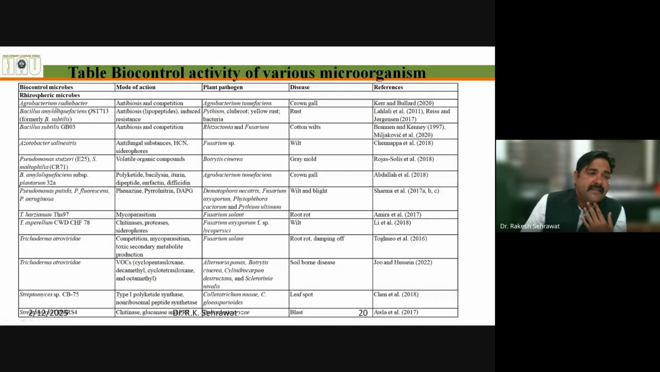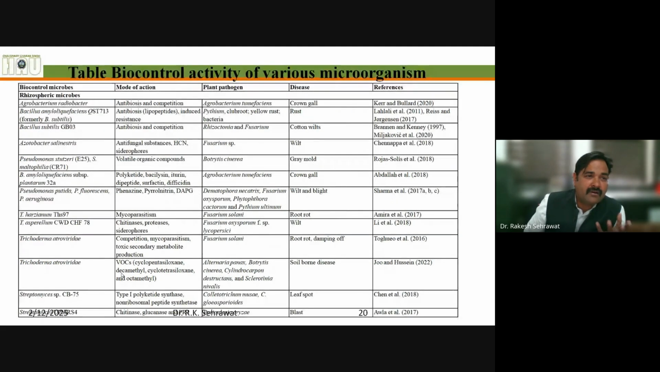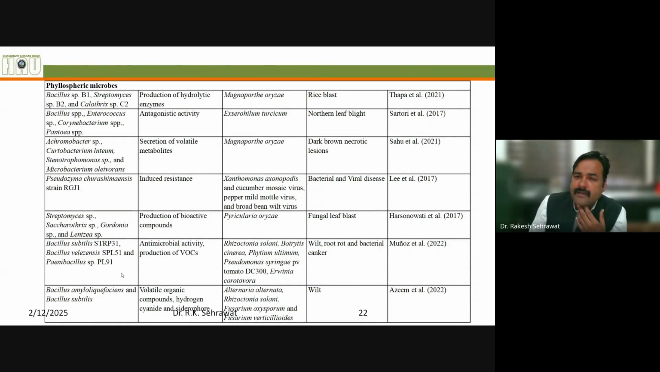So you can say agrobacterium, bacillus, and pseudomonas are dominating in this case. And in case of the fungi, Trichoderma is the dominating one: Trichoderma harzianum, Trichoderma asperellum, and viride. Then in case of the Actinomyces, Streptomyces is the dominating one. So these are the few microorganisms which are already reported by various scientists for biological control. These include the rhizospheric, the endophytic, and the phyllospheric microorganisms.